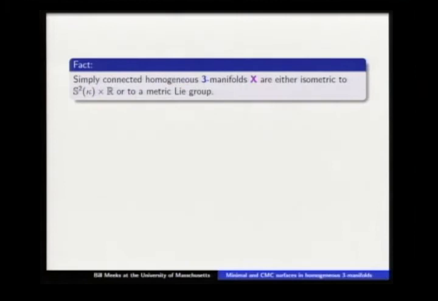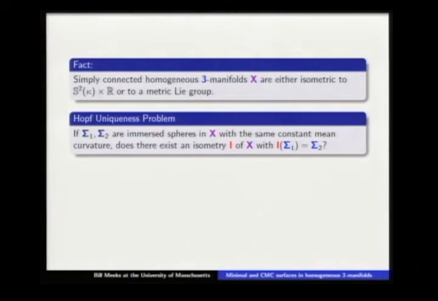Okay, so this is a Hopf uniqueness problem. You have two immersed spheres in such a space. Does there exist an isometry that takes one to the other? That's an aspect of this question. Also, you'd like to know when you have them. You'd actually like to understand the moduli space, but this is a sub-problem.